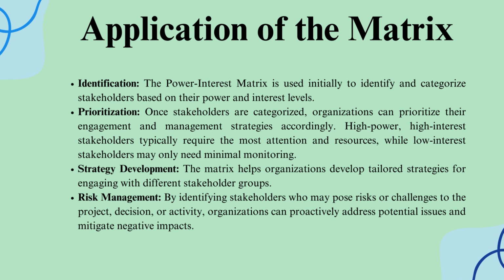Identification: the Power Interest Matrix is used initially to identify and categorize stakeholders based on their power and interest levels. Prioritization: once stakeholders are categorized, organizations can prioritize their engagement and management strategies accordingly. High power, high interest stakeholders typically require the most attention and resources, while low interest stakeholders may only need minimal monitoring. Strategy development: the matrix helps organizations develop tailored strategies for engaging with different stakeholder groups.